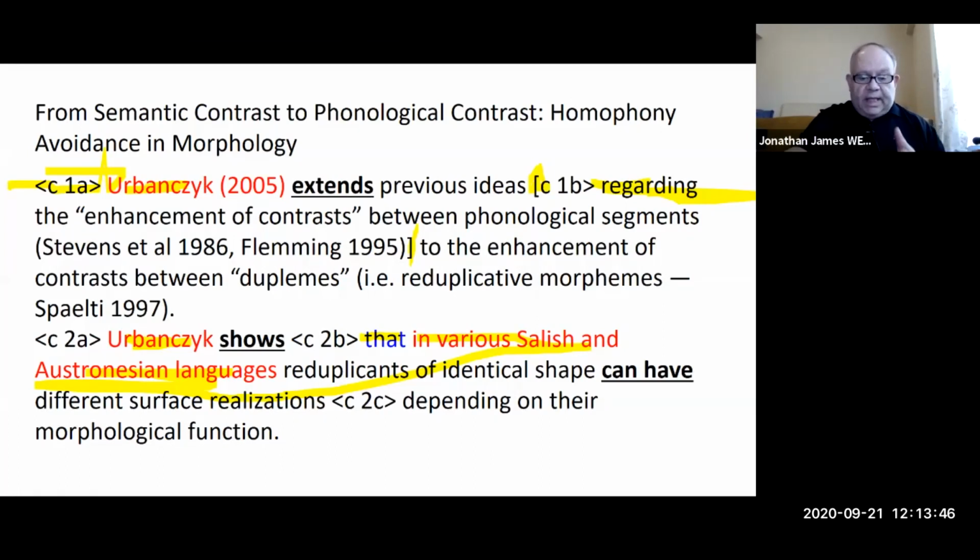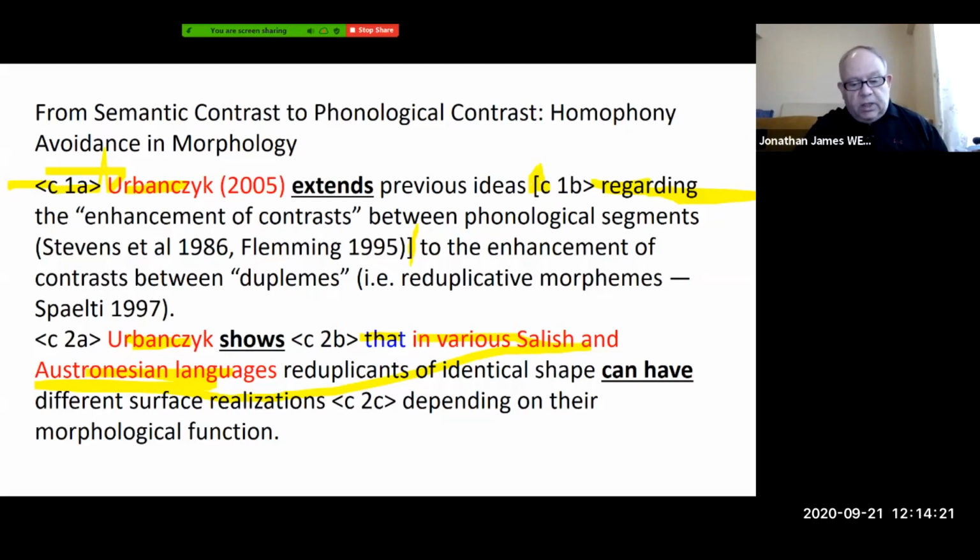And so 2B is a that clause. It has a conjunction that. We could say that that, in fact, is the textual theme. In various Salish and Austronesian languages is the ideational theme. It's the circumstances theme. Now, I've put together the modality and the verb here, can have. So 2B, can have, all right? That is the verb plus a modal can in 2B.